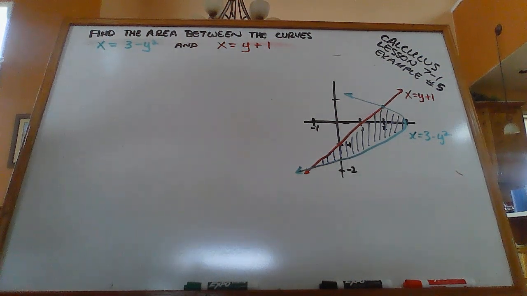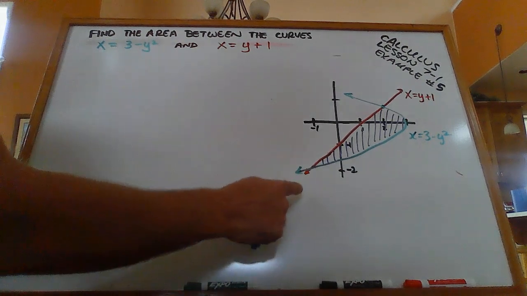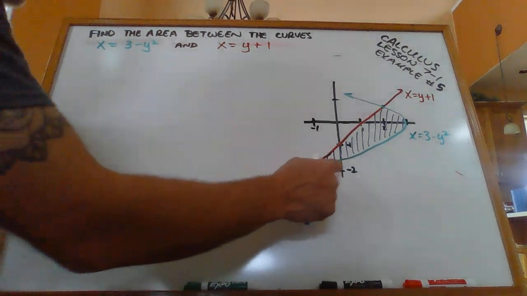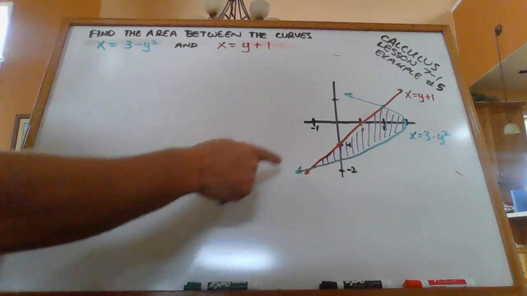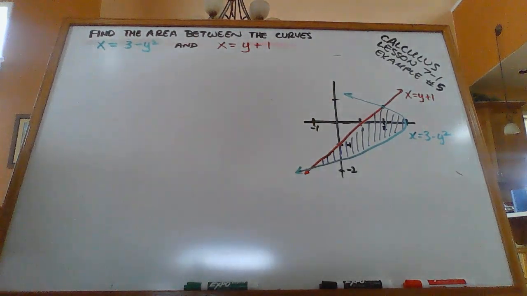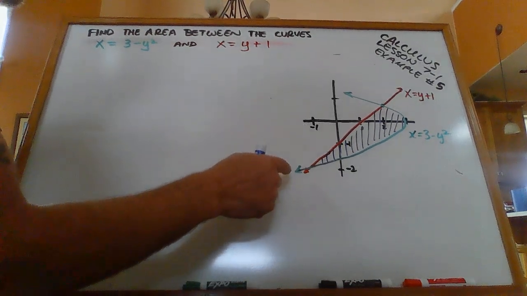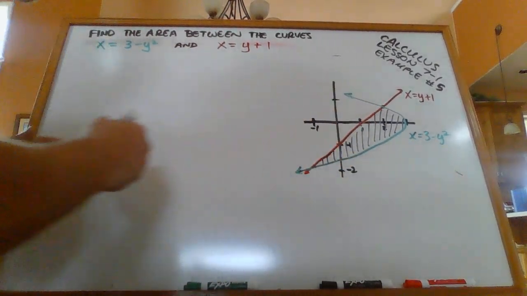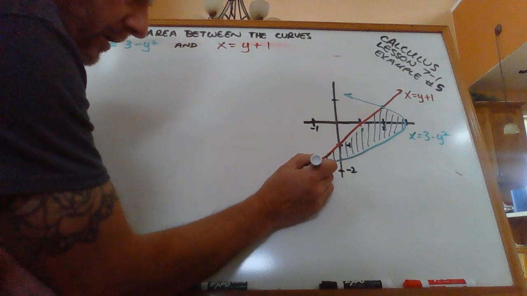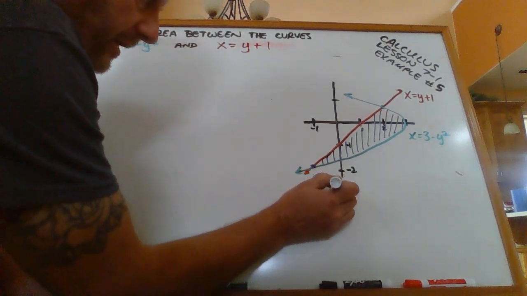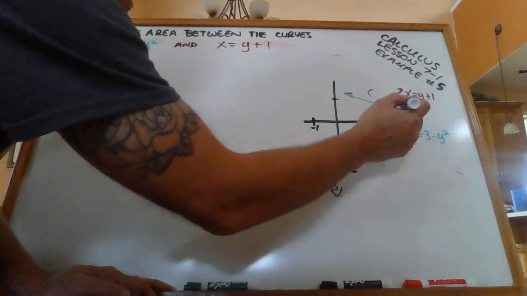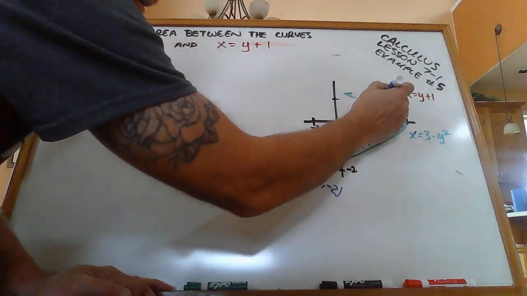Okay, on this problem, we're going to find the area between the curves x equals 3 minus y squared and x equals y plus 1. So I've got the first equation graphed here in green, the second one in red. And you've got to watch out for this one, because if you try to integrate from where these two things intersect, which are at (-1, -2), and what is it, (2, 1)?